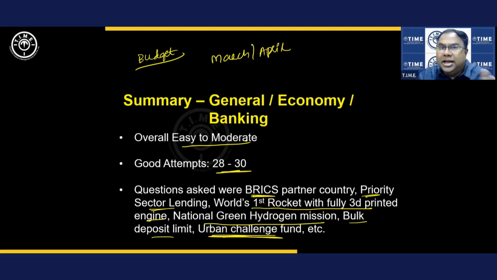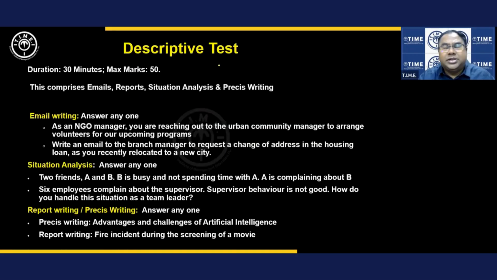28 to 30 in this section is considered a good score or good number of attempts. There are a few students who even attempted more than 40 questions in this particular section. Right? This is about your objective test.